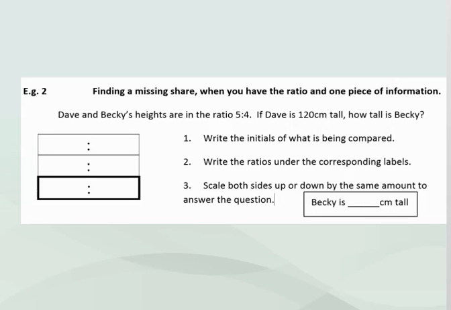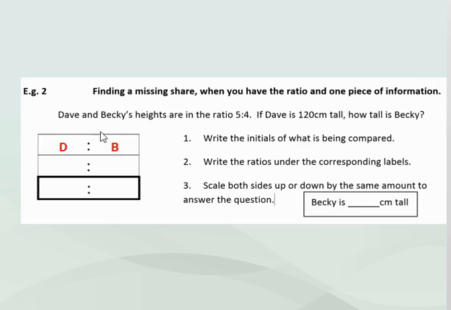So in this next ratio question, we have to find a missing share when you've been given the ratio and one piece of information. So we've got Dave and Becky's heights, which are in the ratio of 5:4, and the extra information is we've got Dave, who's 120 centimetres tall. How tall is Becky? Well, we know the first thing we need to do is pop the initials in, which is D for Dave, and we need to put a B in to represent Becky.